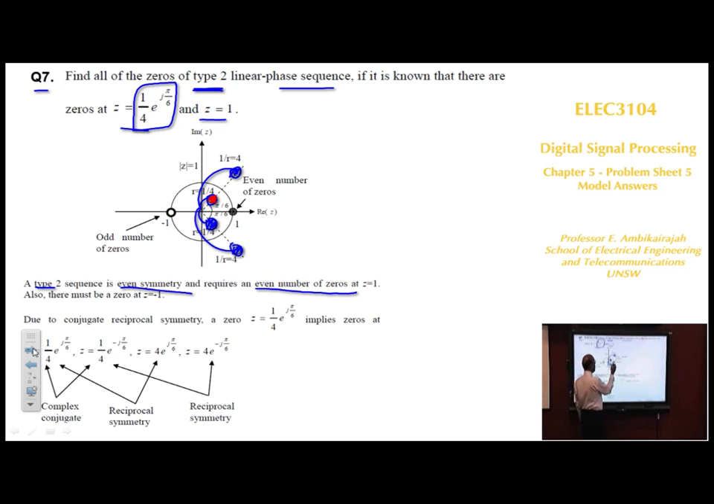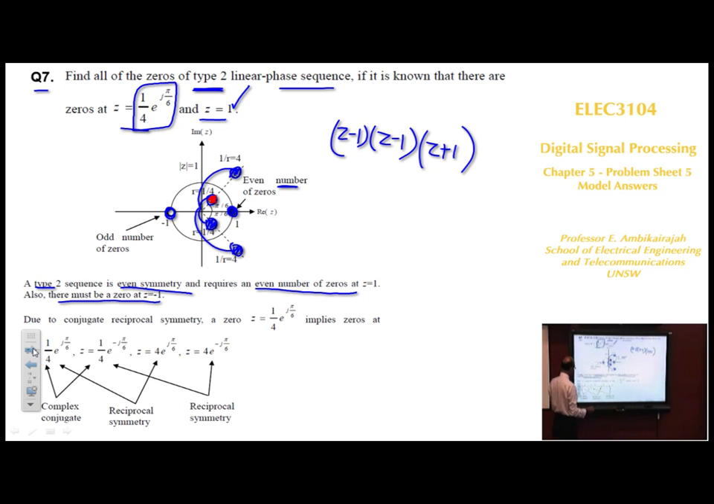So you must put another 0 here, because there's already one there. So you've got z equal to 1 there, you must introduce another z minus 1, because it says even number of zeros. And then it says there must be an odd number of zeros at z equal to minus 1. It doesn't say there must be a 0 there, odd number of zeros. So that means at least 1 we should have here. So we must introduce z plus 1 as well.